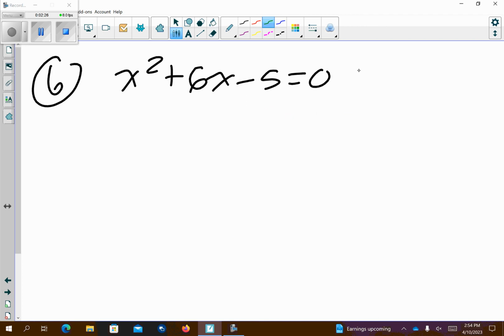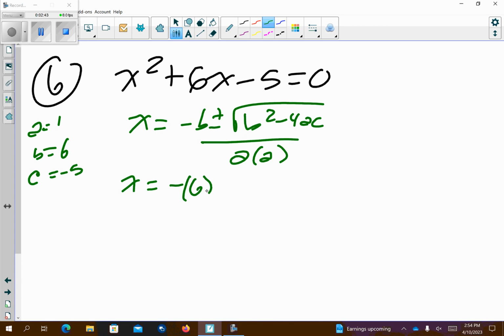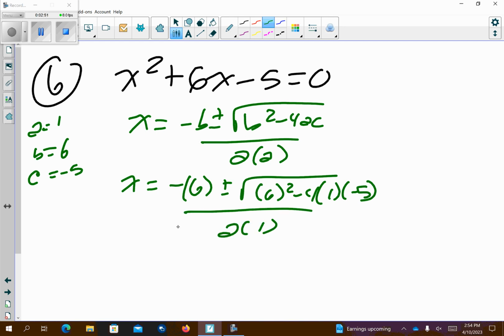Number 6, it's equal to 0. My a value is 1. My b value is 6. My c value is negative 5. So now x equals negative b plus or minus square root b squared minus 4ac, all divided by 2a. All right, so I get x equals negative 6 plus or minus square root 6 squared minus 4 times a times c, all divided by 2a.